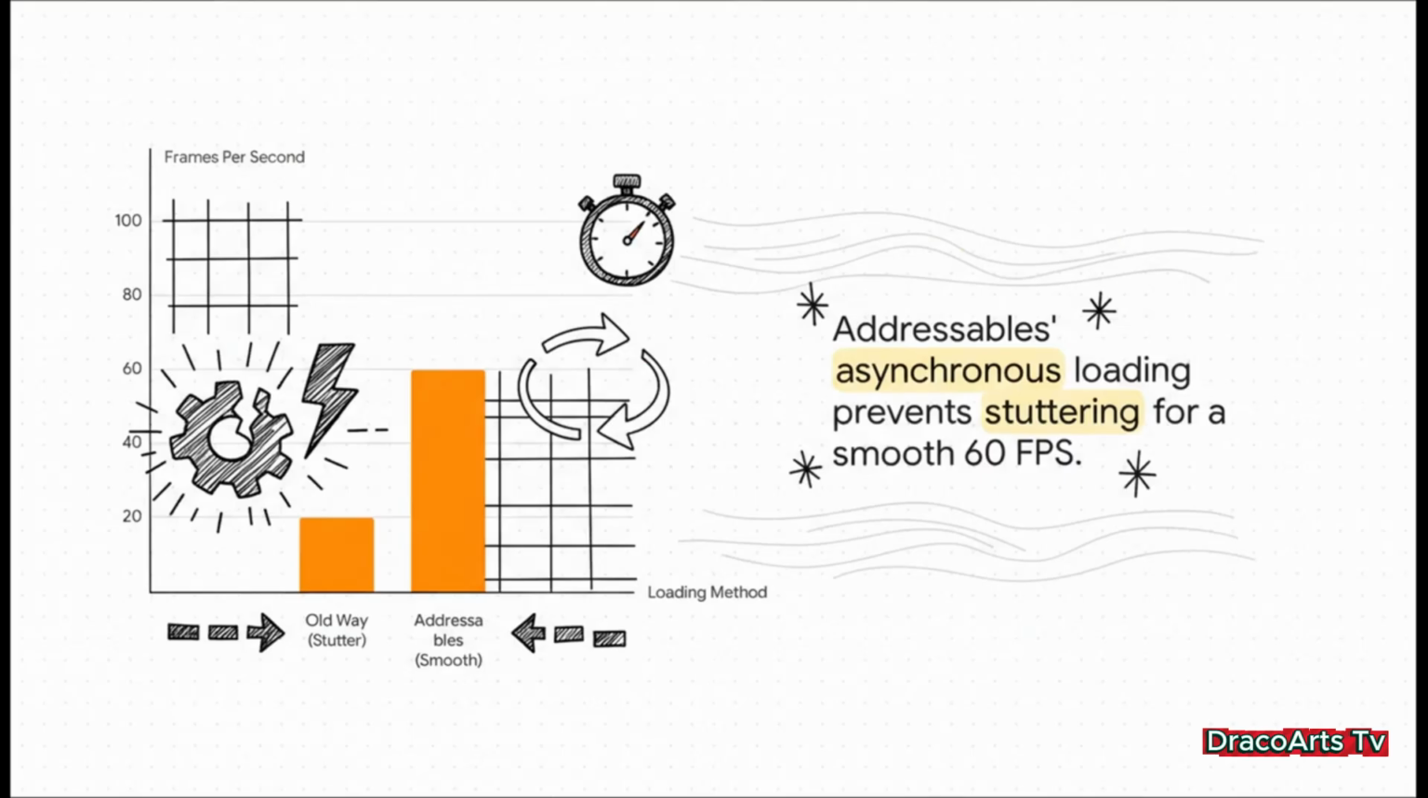And finally, pillar number 5. This is all about delivering that premium, polished feel: asynchronous loading. You know when a game just freezes for a split second to load something? Players feel that. We call it stutter, and you can see it right here in this chart. The old way freezes the main game thread, and that creates that ugly dip. But because Addressables loads content in the background on a separate thread, the main game never freezes, and that gives your players that silky smooth 60 frames per second experience they crave.